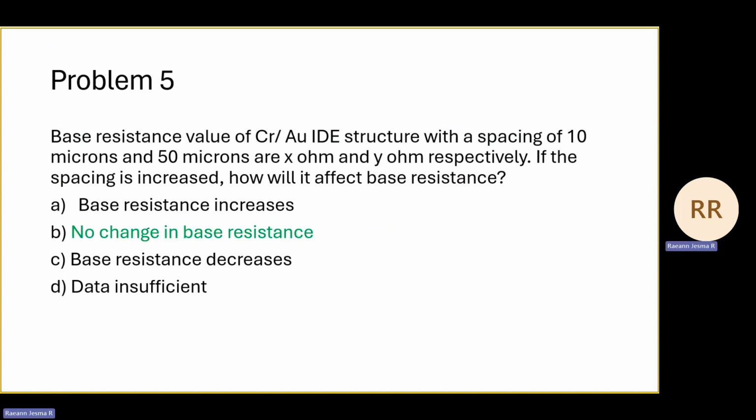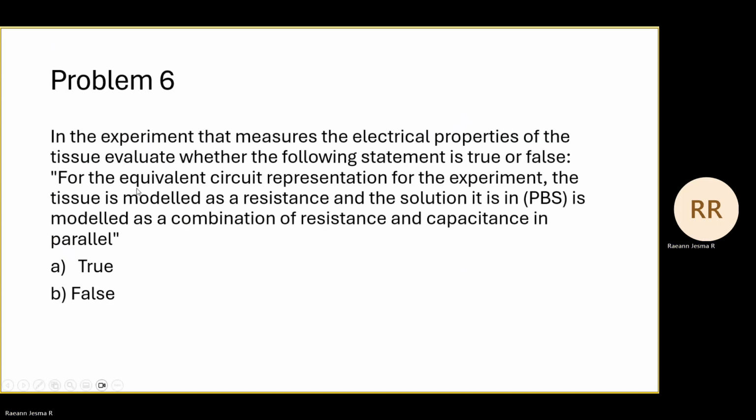Is this clear? Now let's move on to the next question. Problem 6. In the experiment that measures the electrical properties of the tissue, evaluate whether the following statement is true or false. For the equivalent circuit representation for the experiment, the tissue is modeled as a resistance, and the solution, it is in PBS, is modeled as a combination of resistance and capacitance in parallel. So is this true or false?